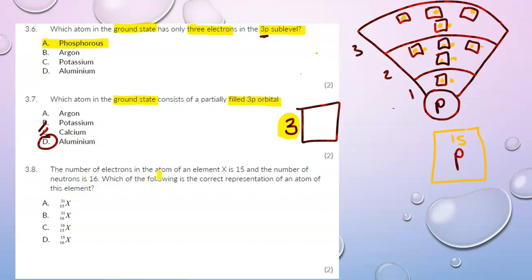3.8, the number of electrons in an atom of element X is 15, so that's the electrons. The number of neutrons is 16. Which of the following is a correct representation of an atom of this element? So let's just draw it on our own.